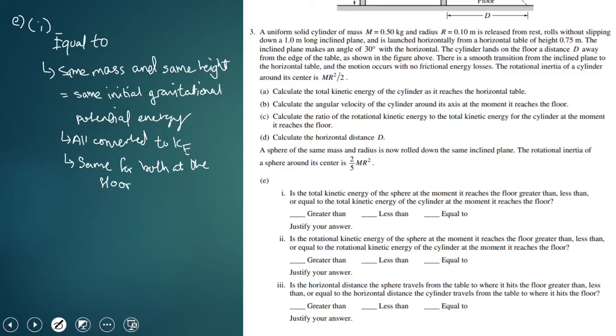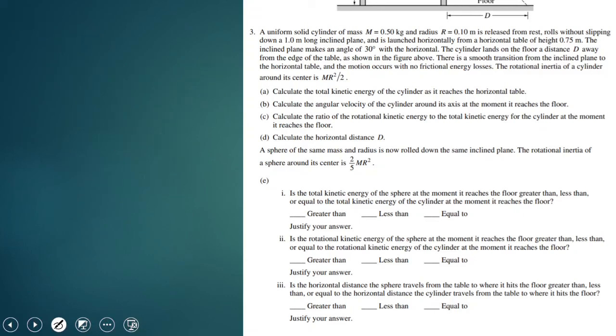Okay, so that was part one. Part two says, is the rotational kinetic energy of the sphere at the moment it reaches the floor greater than, less than, or equal to the rotational kinetic energy of the cylinder at the moment it reaches the floor? So now we're just considering rotational. And so the answer, if you think about it, the rotational inertia of the sphere is 2/5 mr squared versus mr squared over 2. So 1/2 versus 2/5.